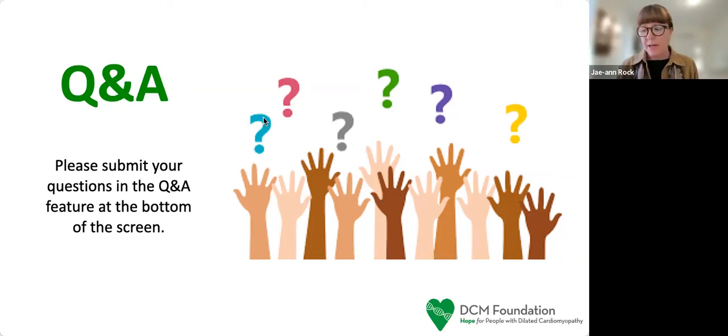Thanks for the clarity on that. There's a related question. If you have a genetic mutation with DCM and eventually need a transplant, will the genetic mutation affect the new heart? So would you still have DCM?